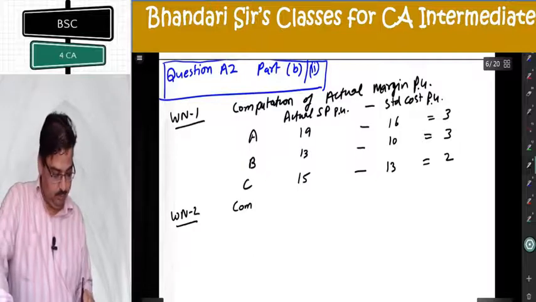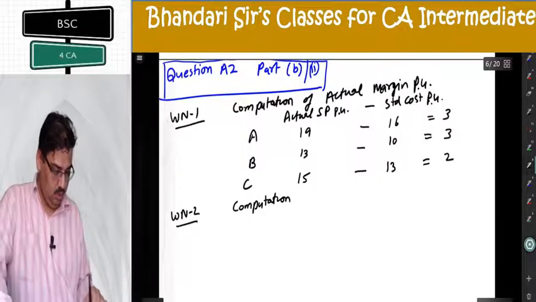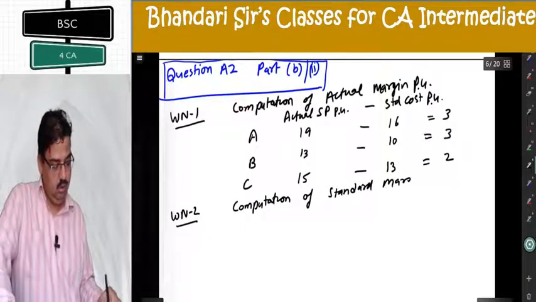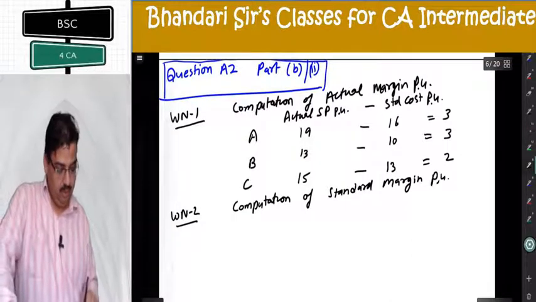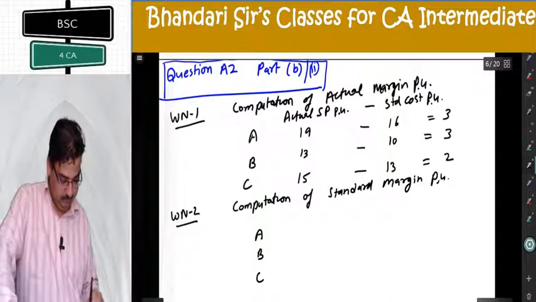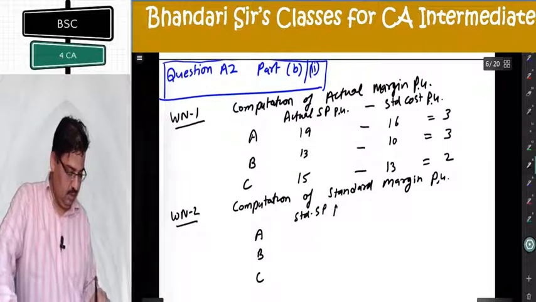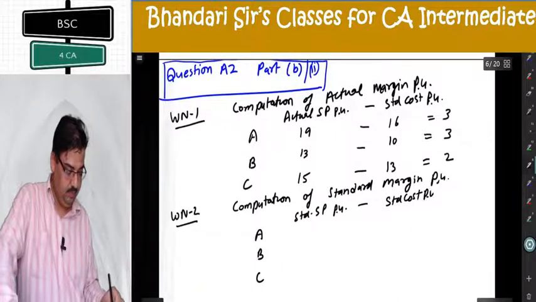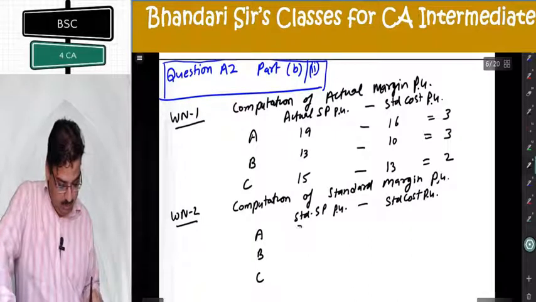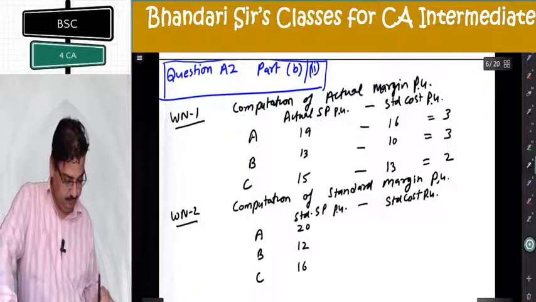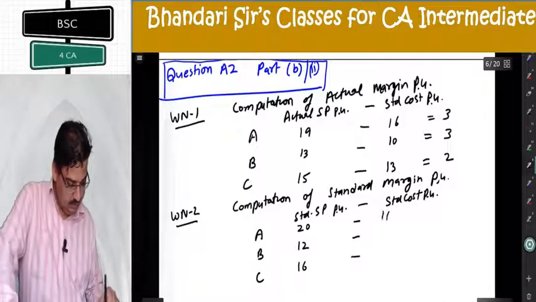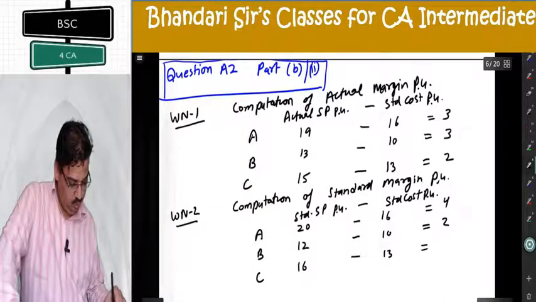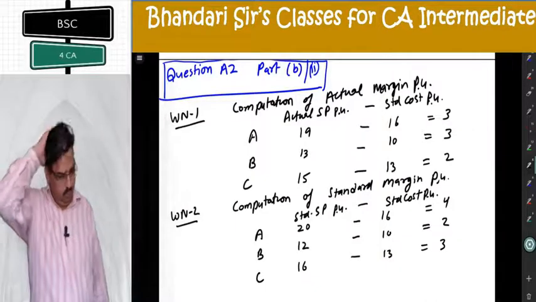Working note 2. Computation of standard margin per unit for ABC. Standard selling price per unit minus standard cost per unit. Standard selling price 20, 12, 16 minus 16, 10 and 13. 4, 2, 3.